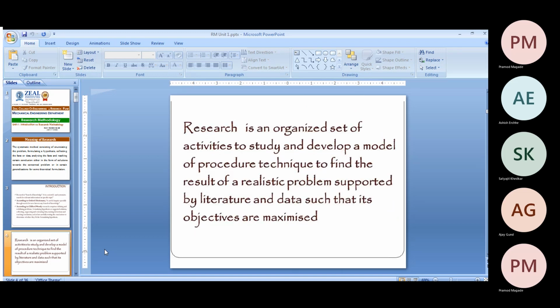Now, this is a kind of definition I got. Research is an organized set of activities to study and develop a model of procedural technique. This we call a methodology. Yeah? To find the result of a realistic problem supported by literature and data. Literature is very important here because literature means the previous years' research papers we have to study, to find out the crux, and data, such that its objectives are maximized.